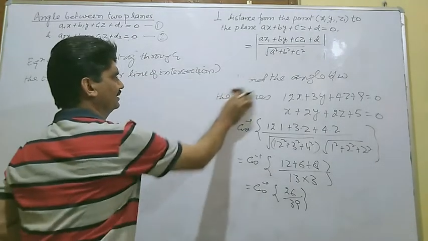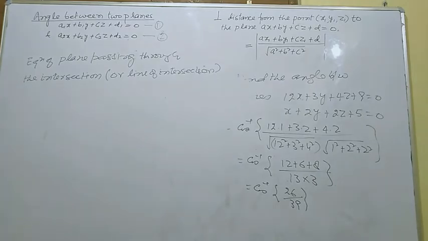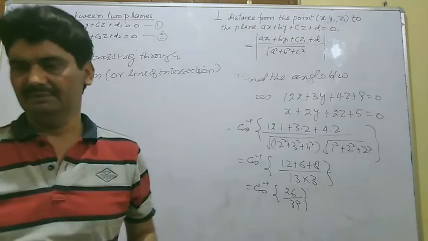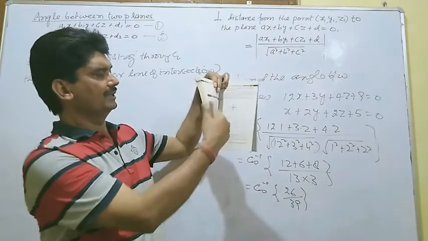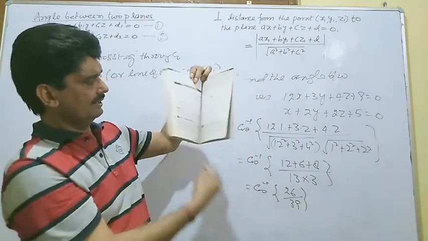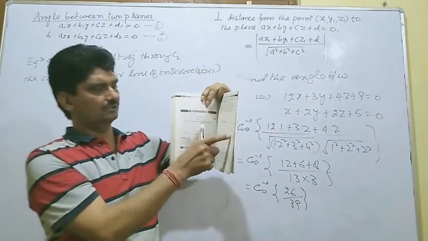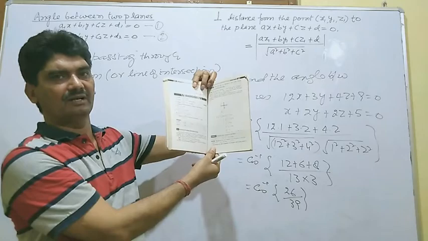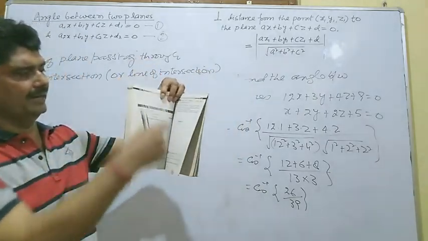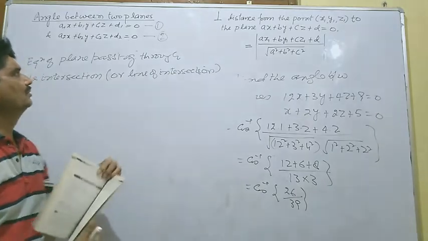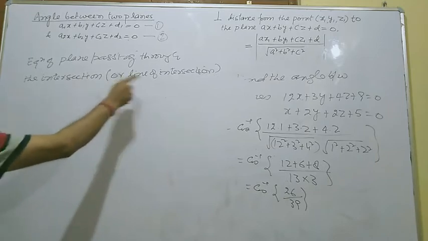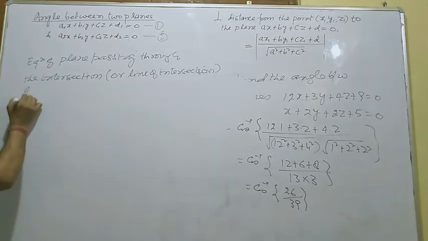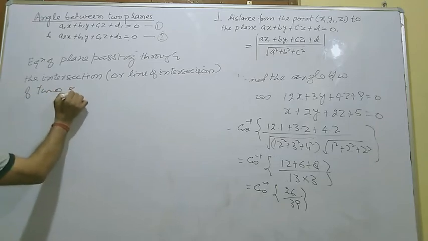It should be noted that the intersection of two planes is a line. If two planes, for example, one plane is this, one other is this, two planes intersect in a line. Okay, so this line is called the line of intersection of two planes, this and this. So a plane passing through this line, we call the equation of plane passing through the intersection or line of intersection of two given planes.